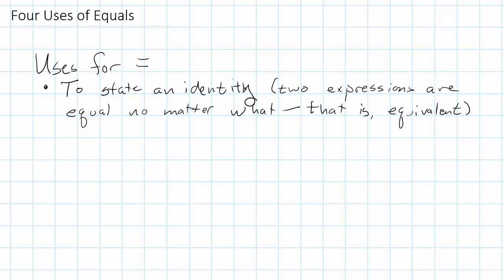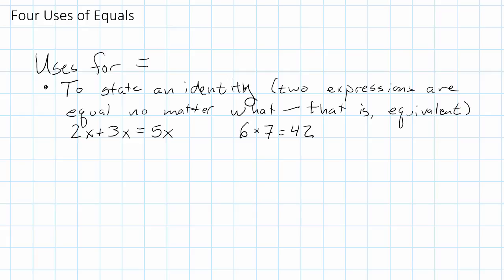Some examples of this? The equation that we get when we combine like terms: 2x plus 3x equals 5x. That means those are equal no matter what x is. Now, the regular use of equals that we're used to from arithmetic, that's also an identity. Those two are also equal, no matter what.